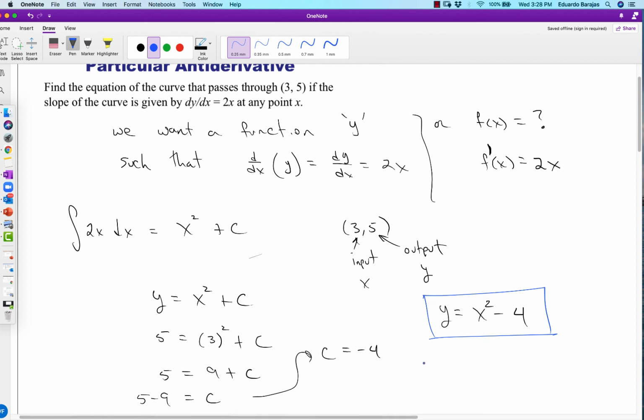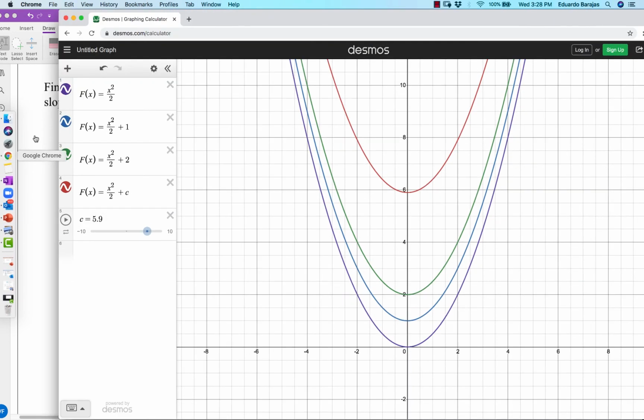Okay, so just to check it, check y prime equals 2x, just like we expected. And also note that if we plug in the value x equals 3, we get that y equals 3 squared minus 4, which means that y equals 5. So the ordered pair (3, 5) is on the graph. Okay, let's take a look at it, right? It's just a parabola. So it's very similar to the one we saw earlier.